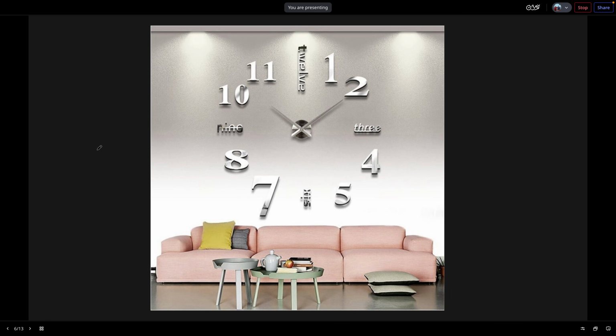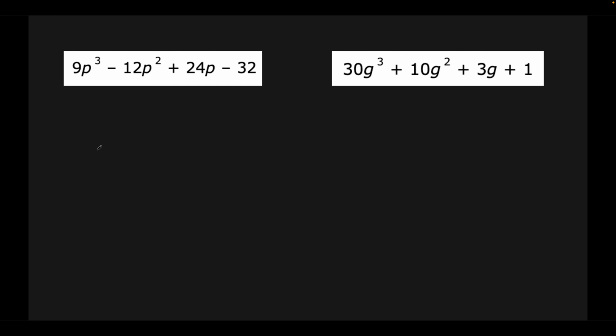All right, here's our cool clock for today, which means that it's time for you to practice what you just learned. Go ahead and pause the video and try these 2 problems on your own. And when you're ready, you can unpause the video and we'll check your answers.